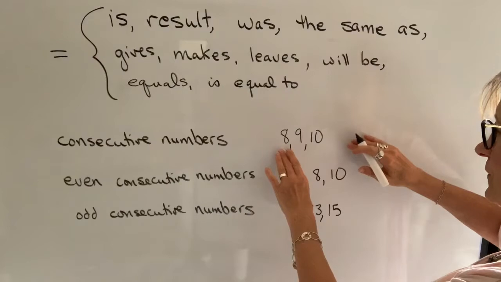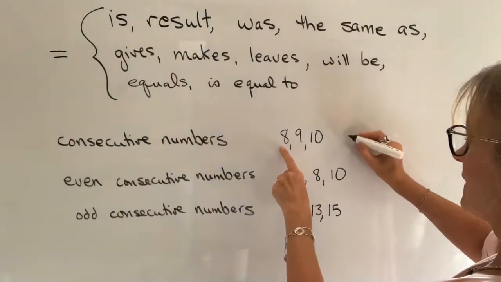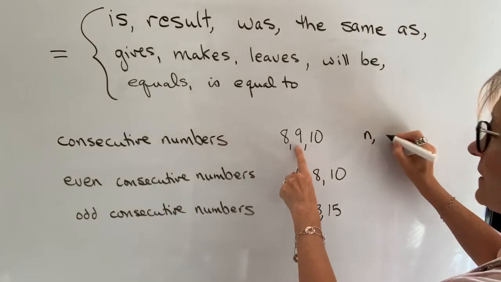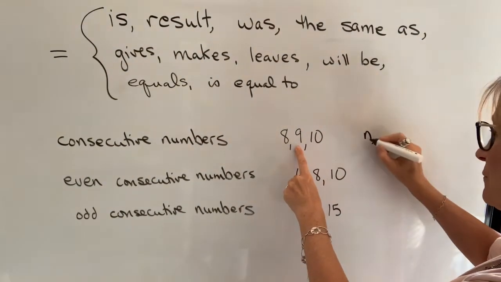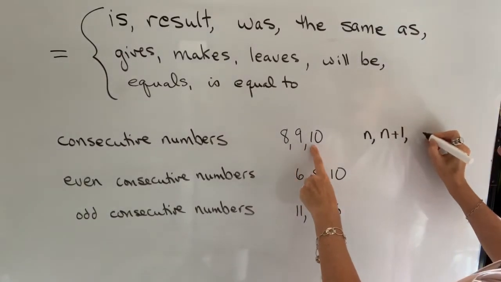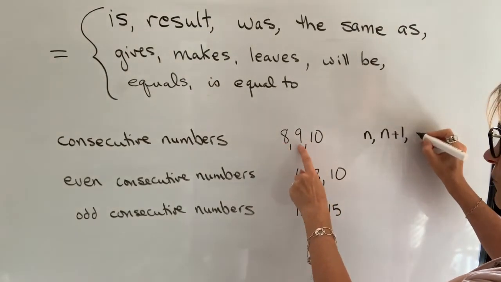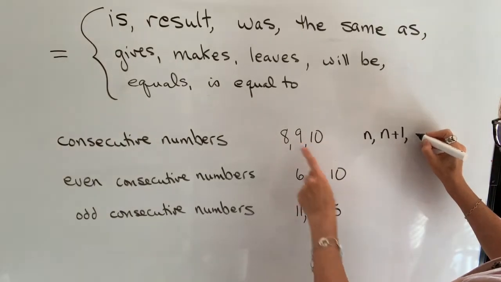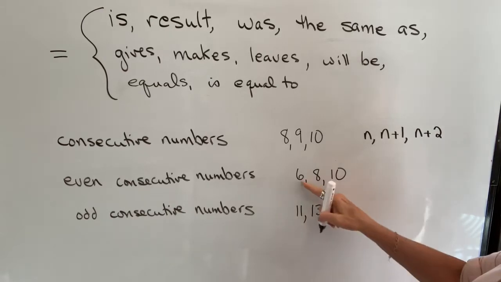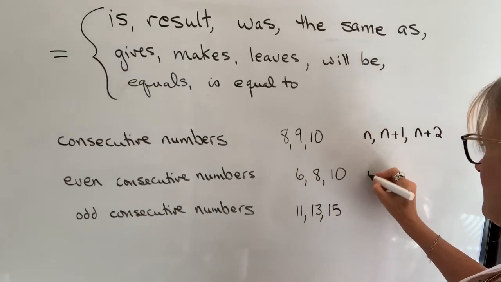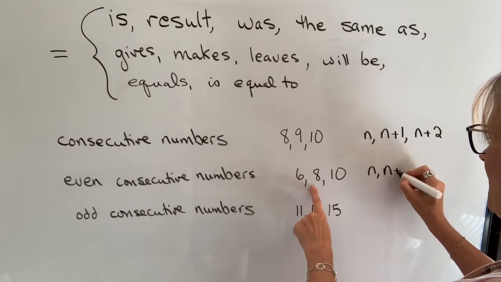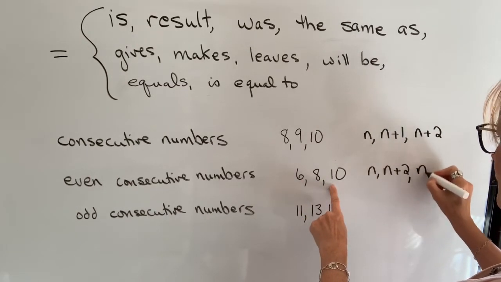What I want you to understand with consecutive numbers is that if you start with one and you don't know what it is, you call it n, and we can describe the next consecutive number in terms of n. It will be one more, n plus 1. Then the next one will be 2 more than the first. It's 1 more than the second one, but 2 more than our first one. So it will be n plus 2. Similarly, with consecutive even numbers, if your first number is n, the next number will be n plus 2, and the next number will be n plus 4.